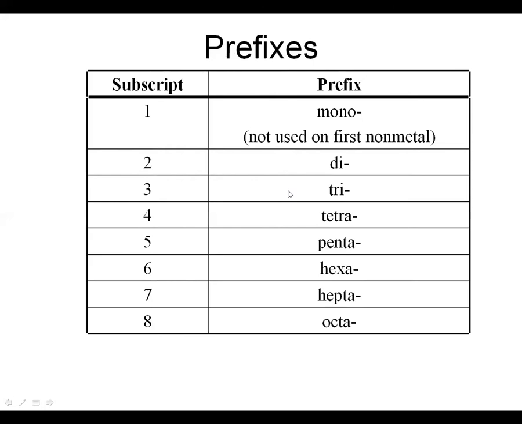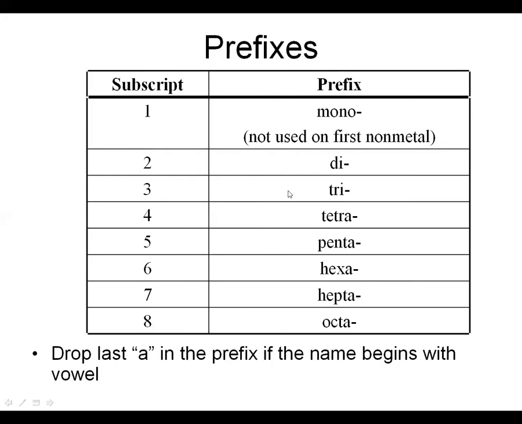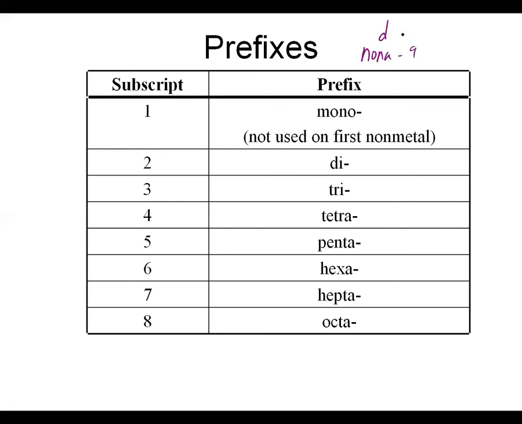So here's just a table of those prefixes again: mono for 1, di for 2, tri for 3, tetra for 4, penta for 5, hexa 6, hepta 7, octa 8, in case you ever get up there, nona for 9, and deca for 10. Probably won't get up there too much, but you might.